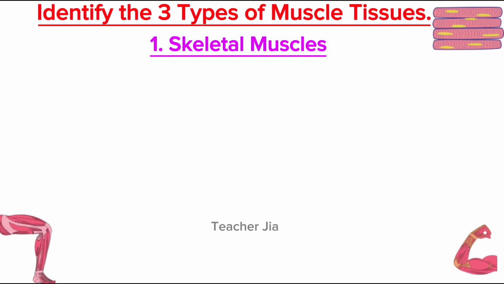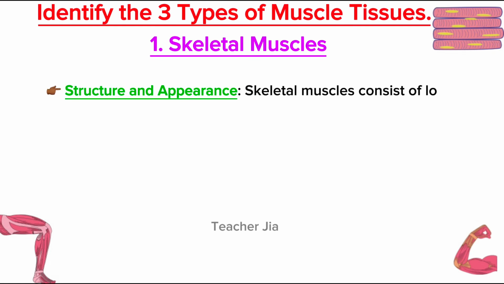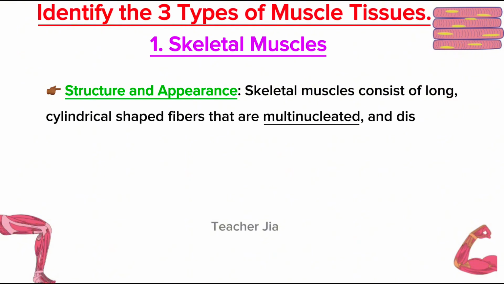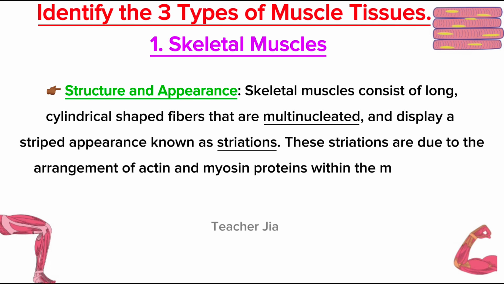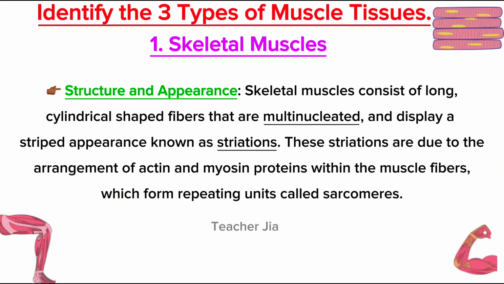So first we're going to talk about the structure and appearance of the skeletal muscles. Skeletal muscles consist of long, cylindrical shaped fibers that are multinucleated and display a striped appearance known as striations. These striations are due to the arrangement of actin and myosin proteins within the muscle fibers, which form repeating units called sarcomeres. So I have a diagram up there. You can see how they are multinucleated.